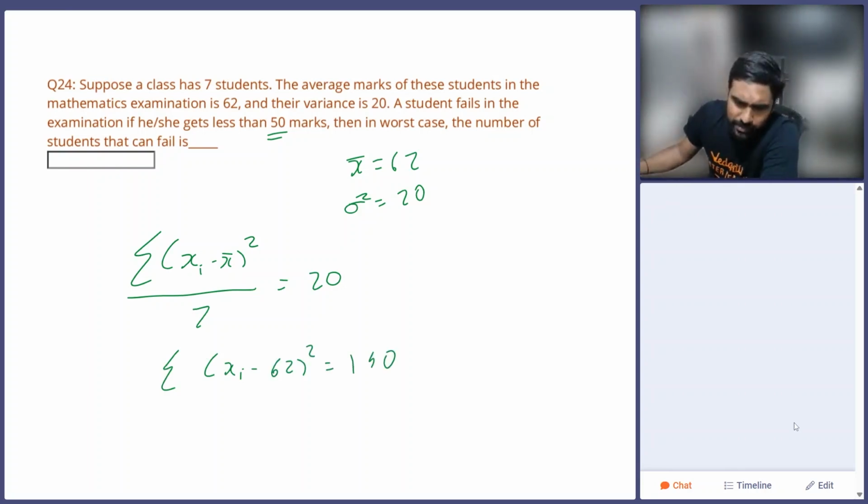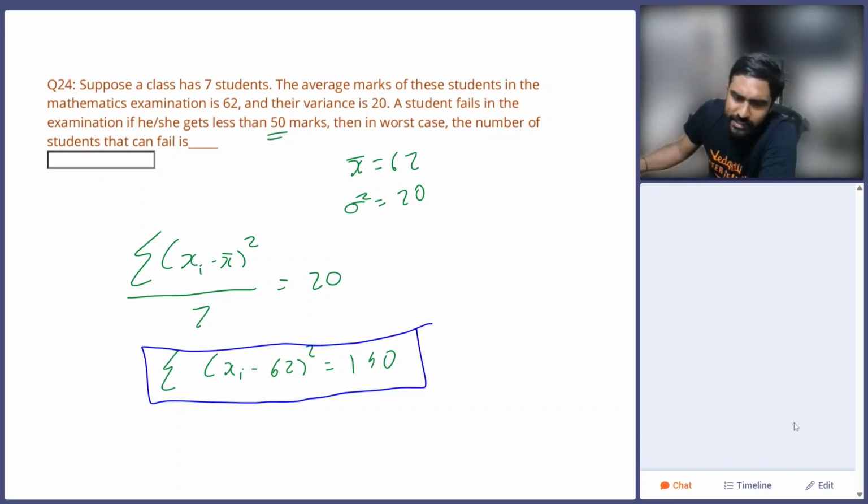Now just think about it. The idea is that we have been asked how many students can maximum fail. Let's assume that even one student fails. The moment one student fails, can you see that his marks will be at most 49? 49 minus 62, whole square, is 13 square, that's 169. That is already greater than this 140 which we have.